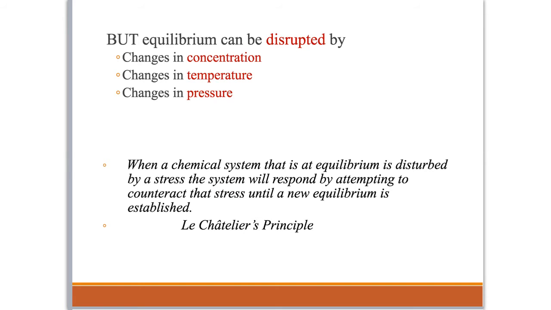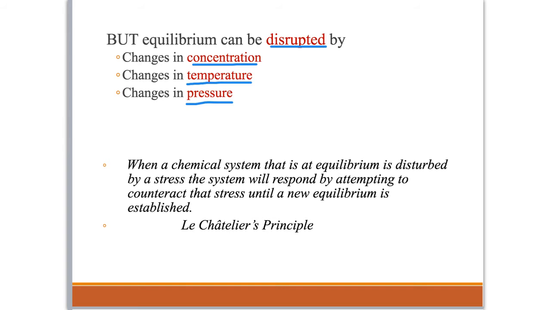Now, equilibrium is occurring in a closed system, but you can change it. You can disrupt it by changing the concentration of either the reactants or products, by changing the temperature that the system is at, or by changing the pressure. You can move the equilibrium point to get more product if you're trying to make something, which is where this all comes to be very practical.